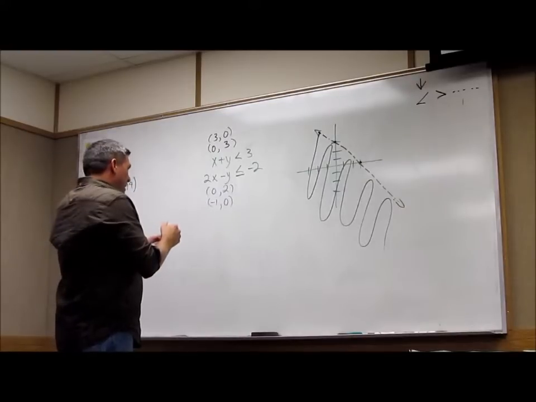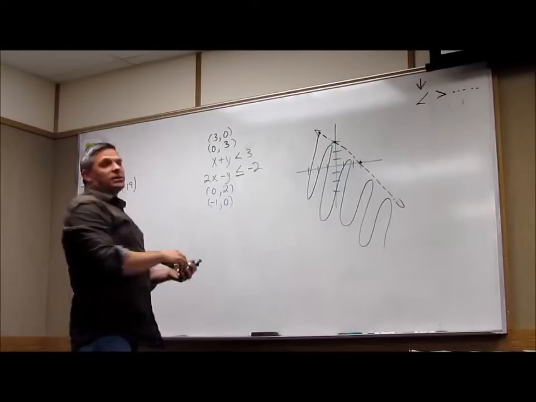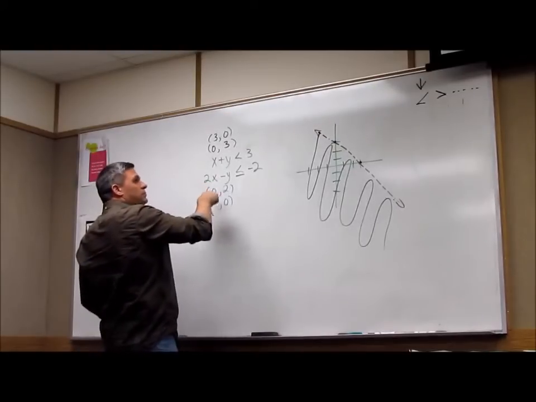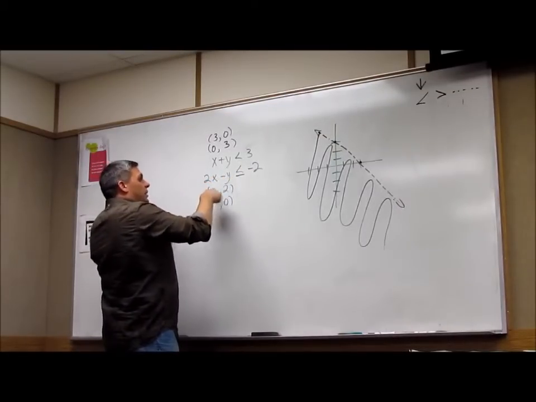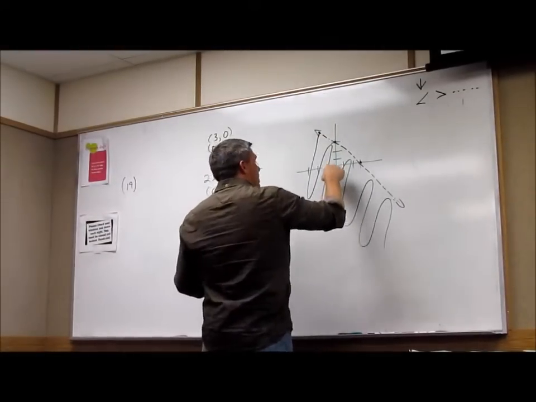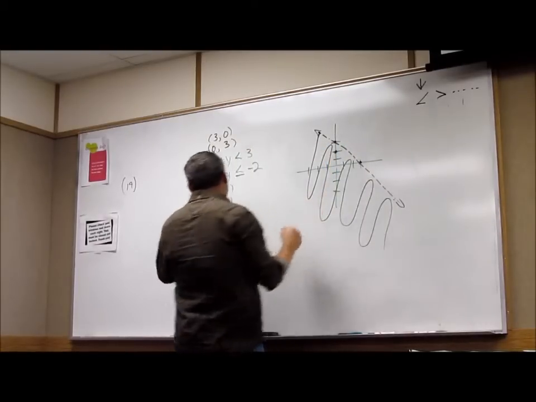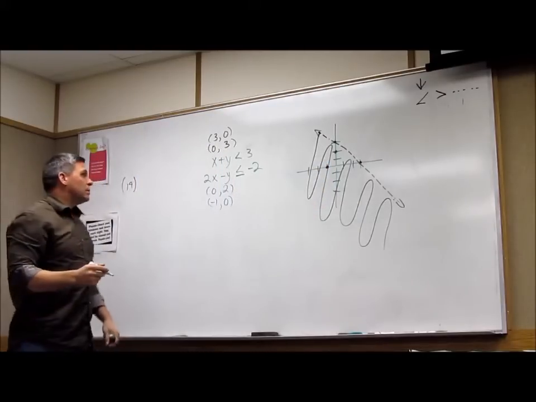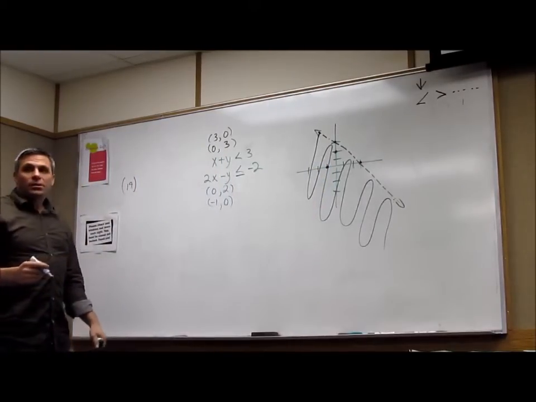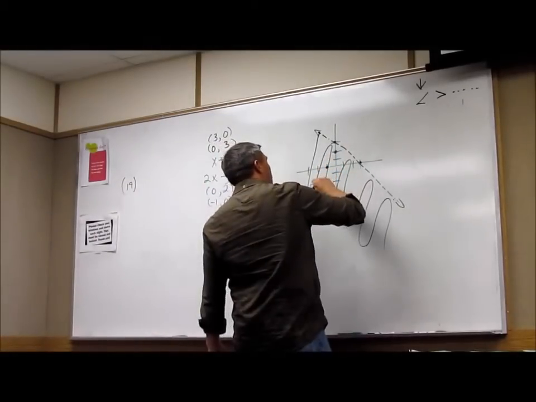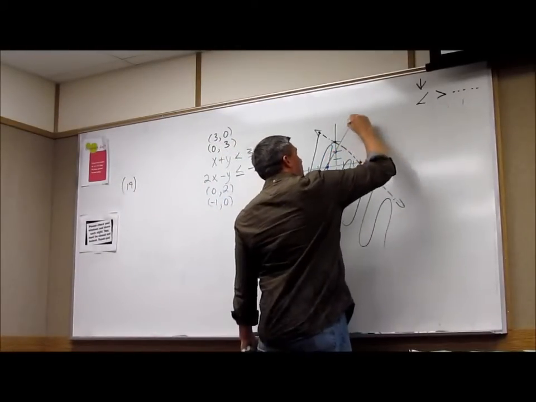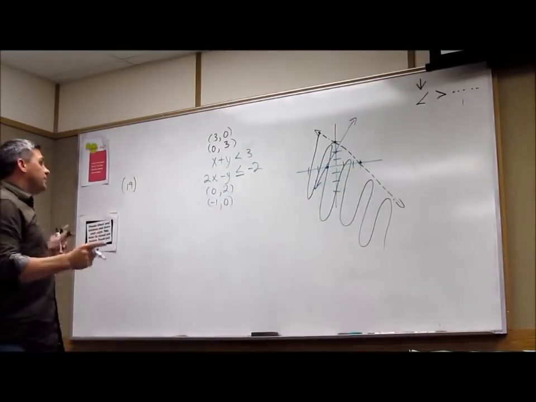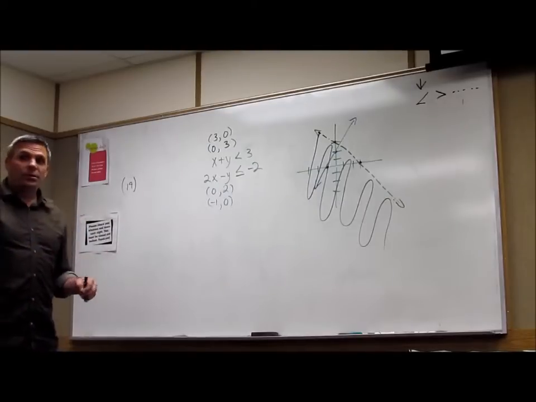Alright. Then I go to my next one. My next one tells me this. 0, 2. So I'm at 0, 2. And I'm at negative 1, 0. And then I draw my line. Is it starting to look like one that's on the test? Yeah.